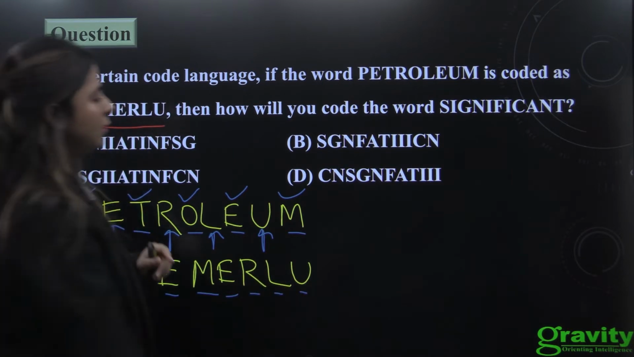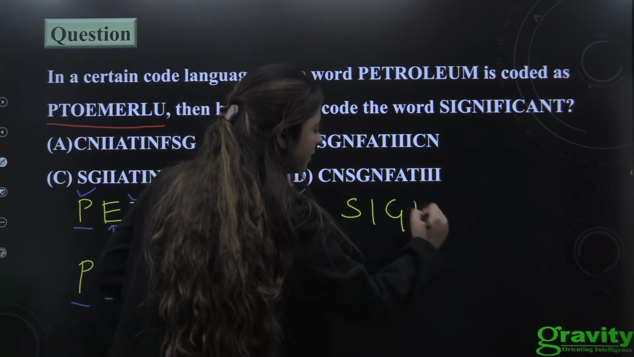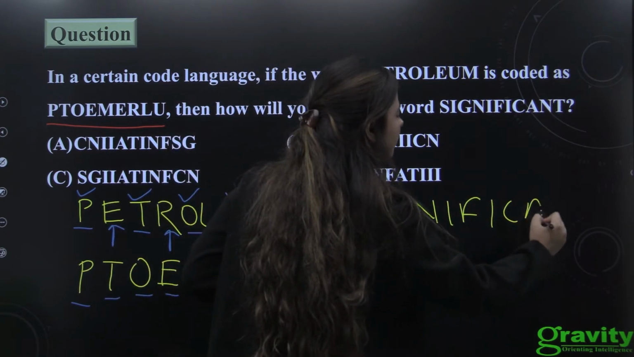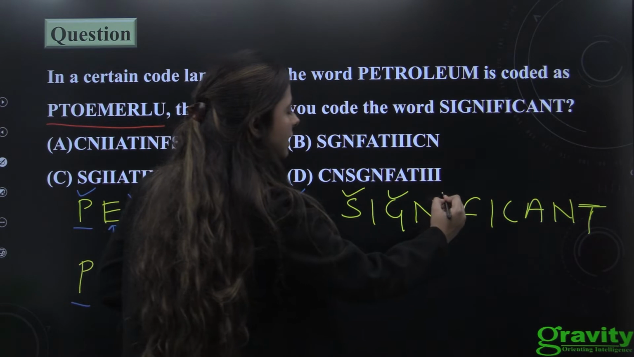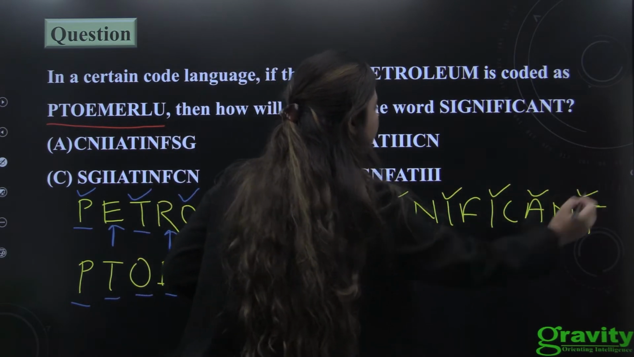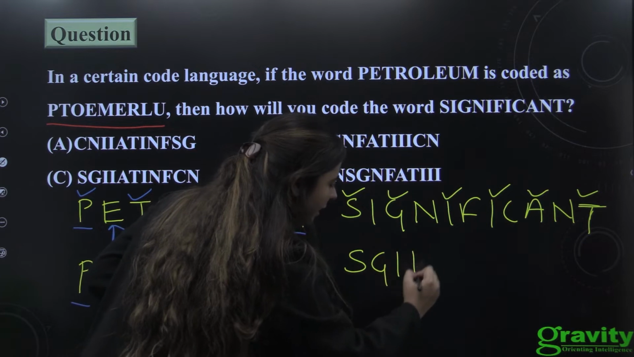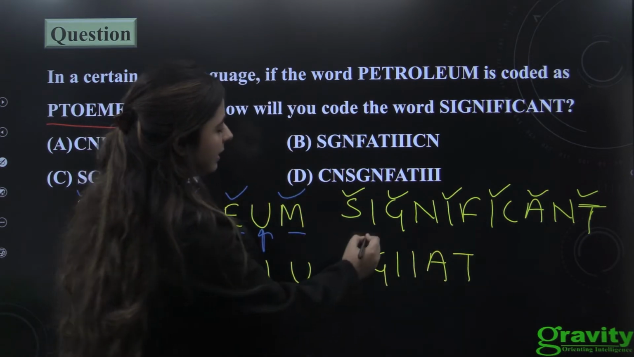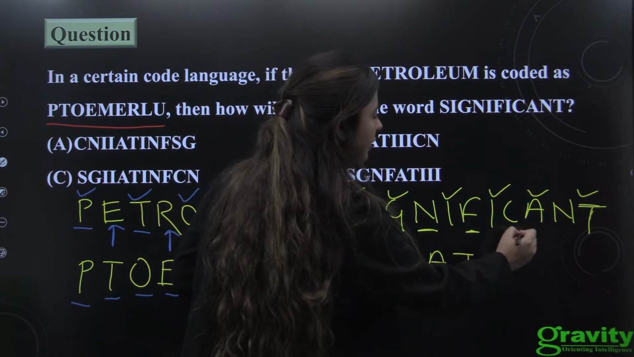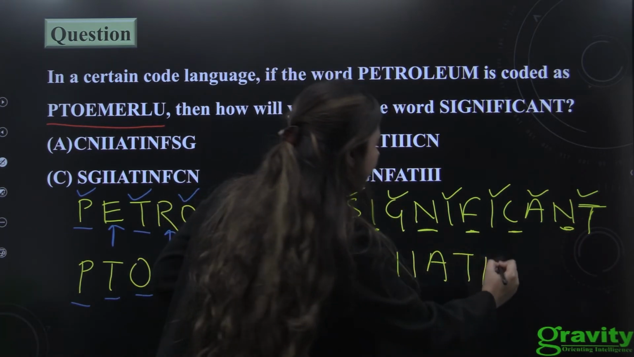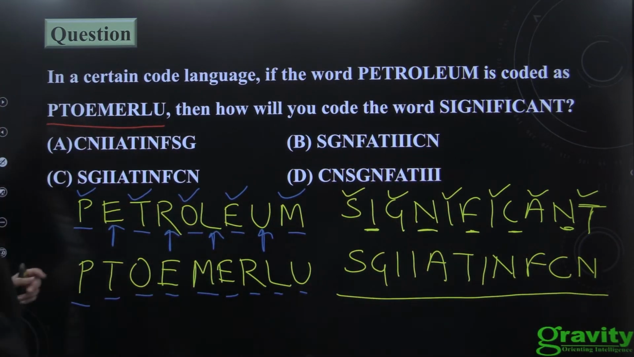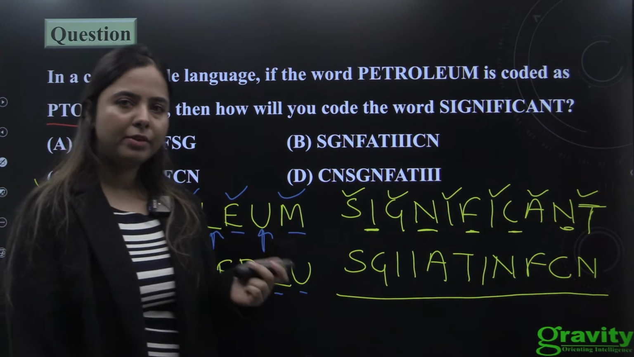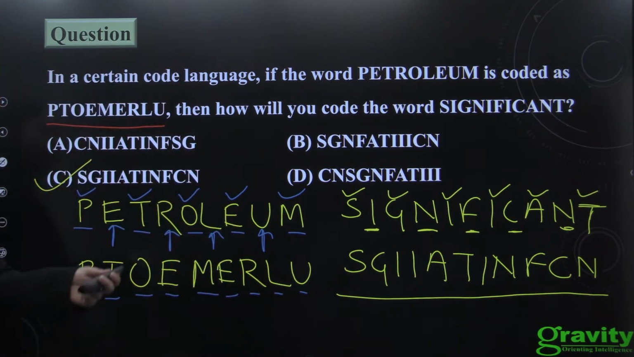Clear? So for significant, S, G, I, A, T. And then I, N, F, C, N. Which is option C. Clear everyone? Yes, ma'am. Okay, moving on.